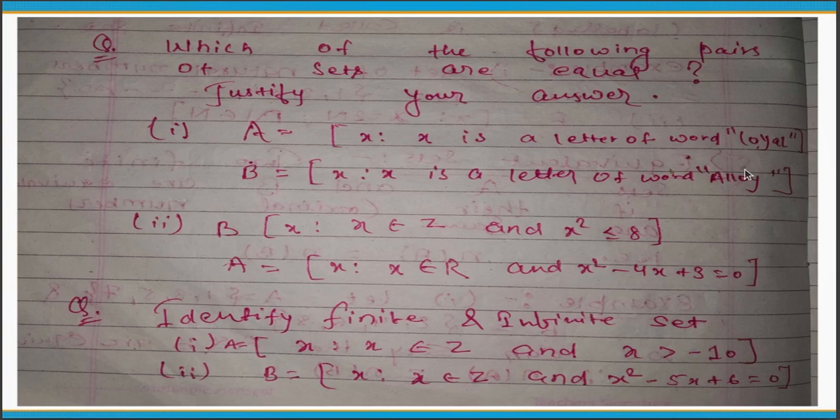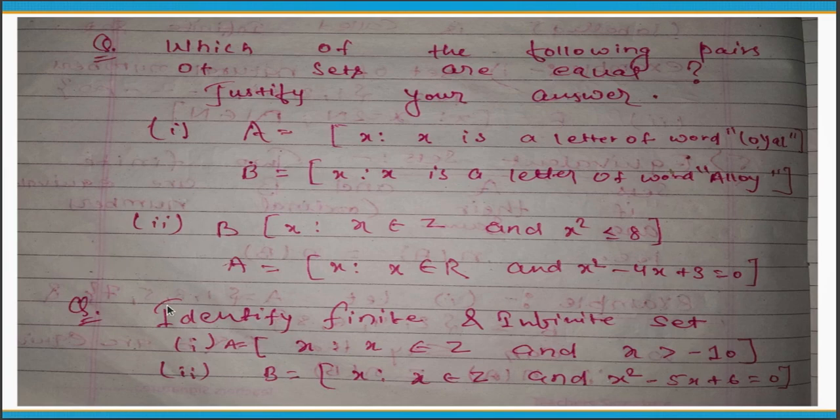Let's check each element: L, O, Y, A, L. Here is 2 L, 1 A, 1 O, 1 Y. Here is 1 A, 2 L, 1 O, 1 Y. This means each element of set A is contained in set B and each element of set B is contained in set A. So we can say that A and B are equal sets.